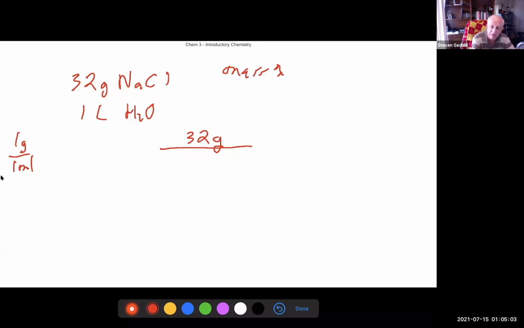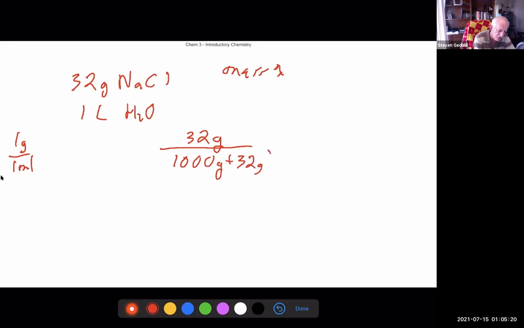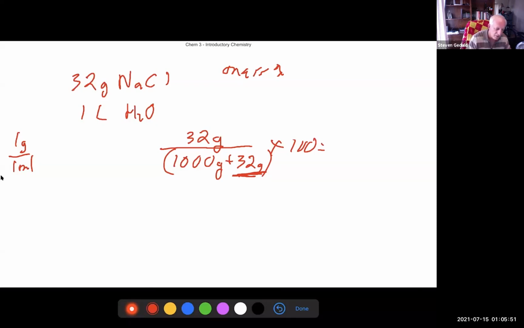So we have 1 liter, which is 1,000 milliliters, which is 1,000 grams. So we have 1,000 grams plus our 32 grams of salt that we added, times 100. Everybody see why we're adding? Most students forget this part right here, because the solution consists of your solute plus your solvent. Your solute is what you add to it. So it's 32 grams divided by our total solution. The weight of the water is 1,000 grams, that's 1 liter, and the weight of the salt we added is 32 grams.